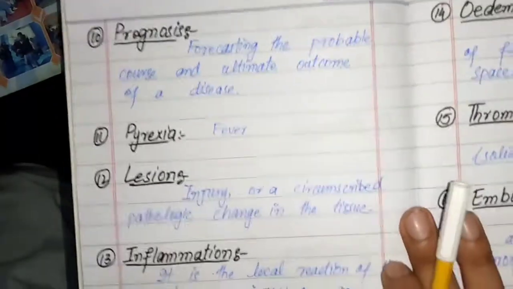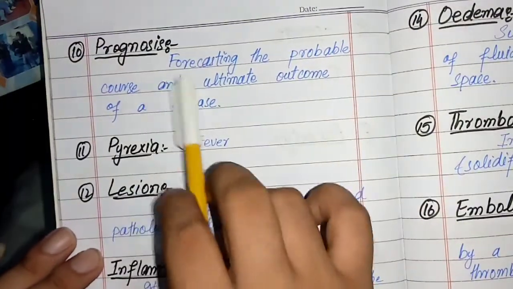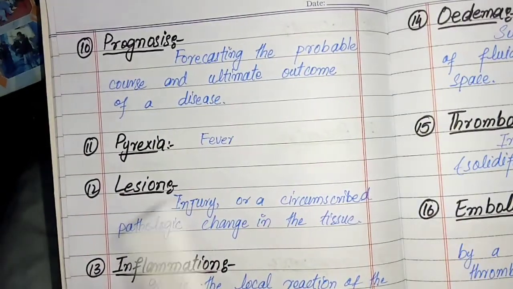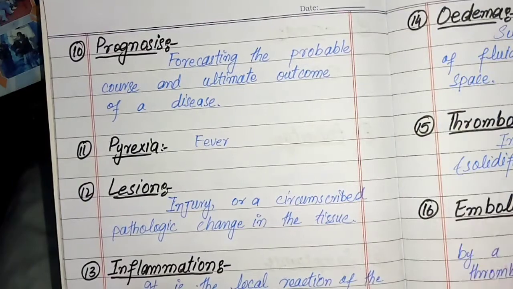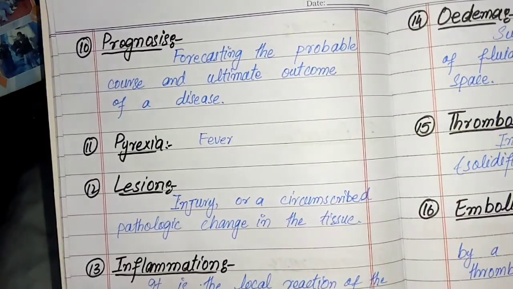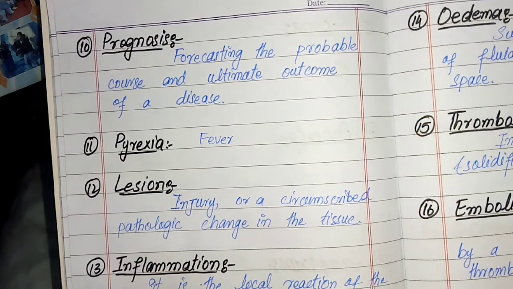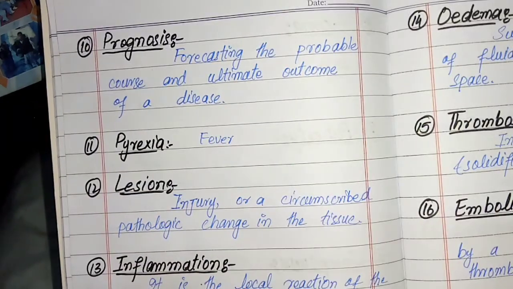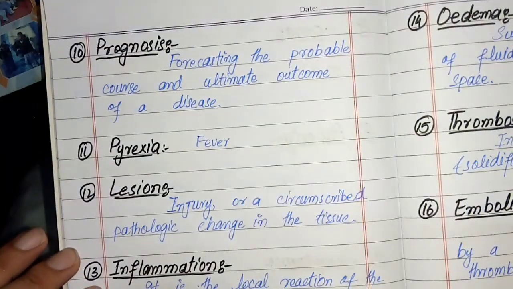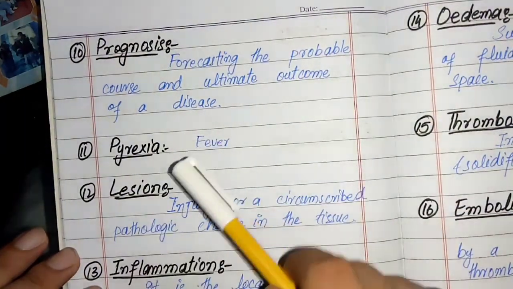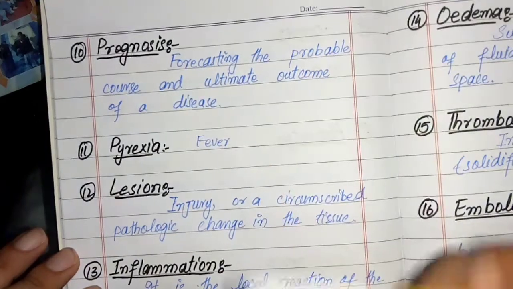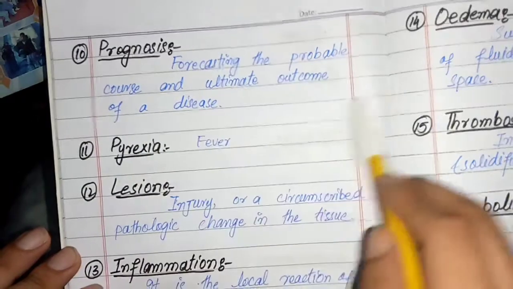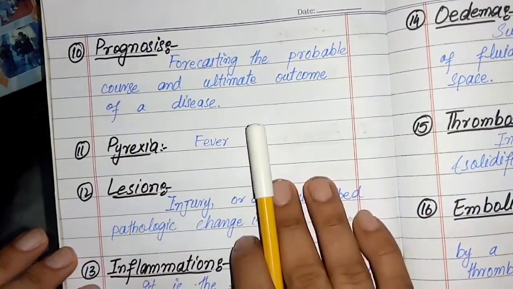Another term here is prognosis. Prognosis is forecasting the probable course or ultimate outcome of a disease. It means that whenever we predict or estimate about a disease, that it would produce this sort of outcome in the future or in the patient. All these estimations and predictions are likely to be correct. So these estimations and predictions are called prognosis, right?